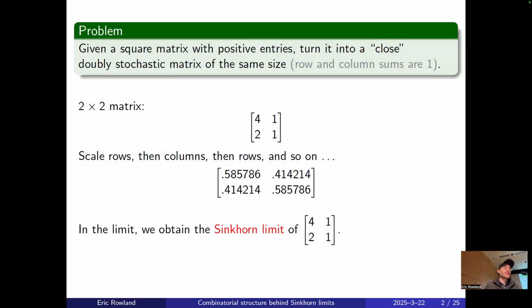This is called the Sinkhorn limit of the original matrix we started with. And the limit exists. This was proven in the 60s by Richard Sinkhorn. And so we call it the Sinkhorn limit after him.